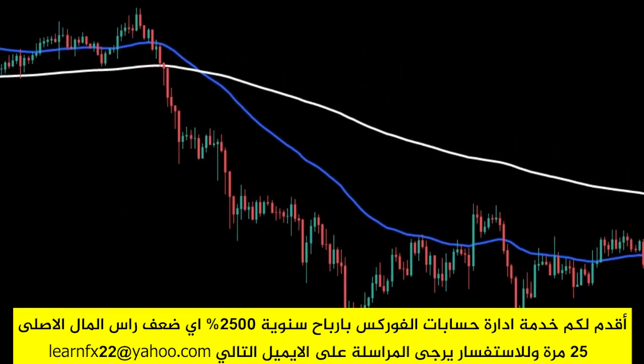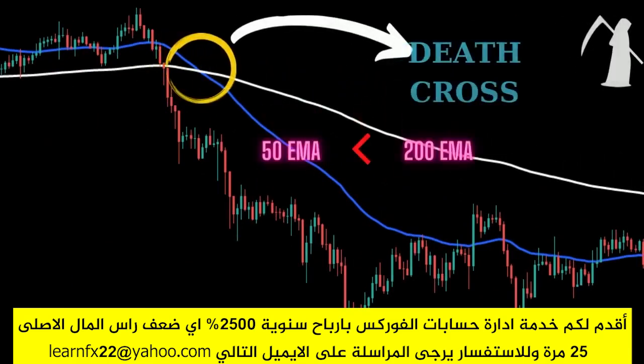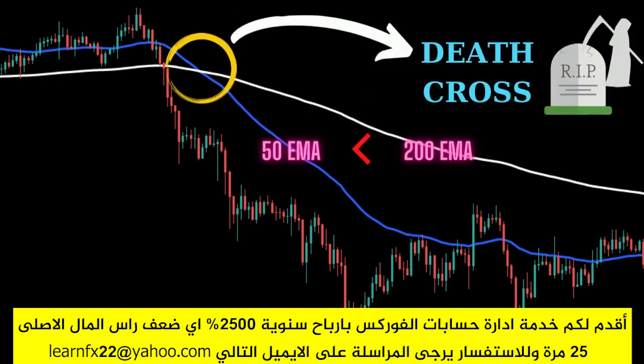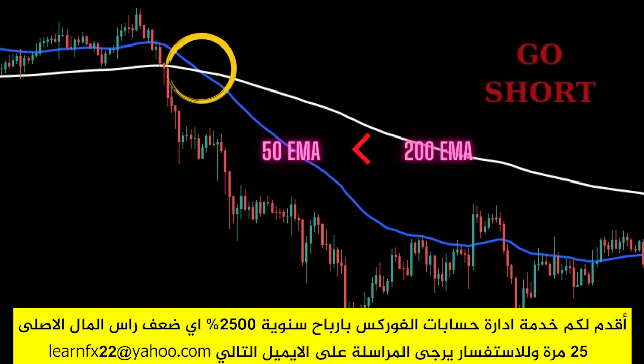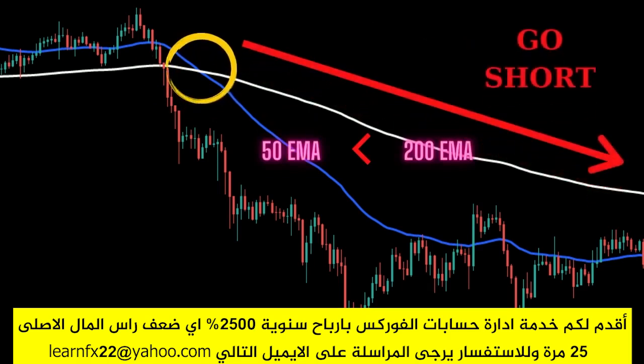On the other hand, when the short-term moving average crosses below the long-term one, it is called the death cross. The death cross is the opposite of the golden cross, and it is a bearish breakout pattern. So, when the 50 period EMA crosses below the 200 period, we will only take short entries.